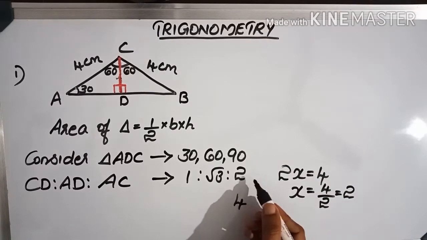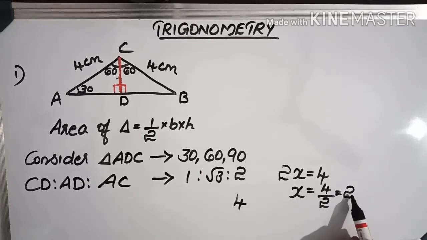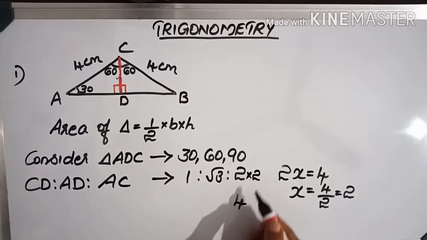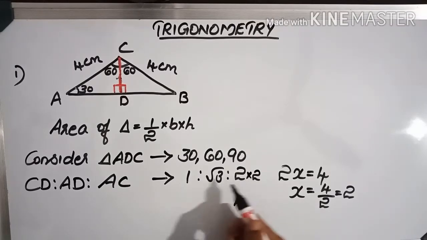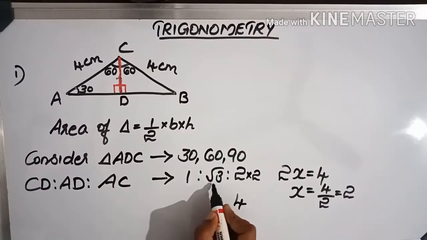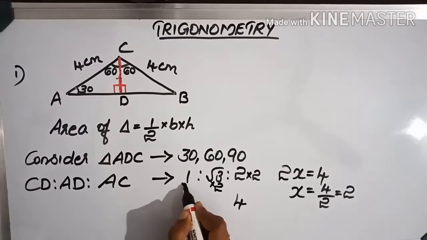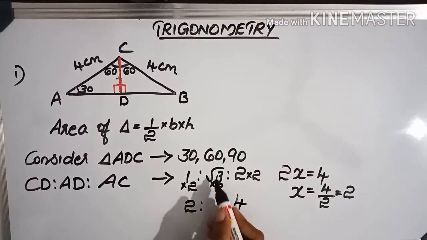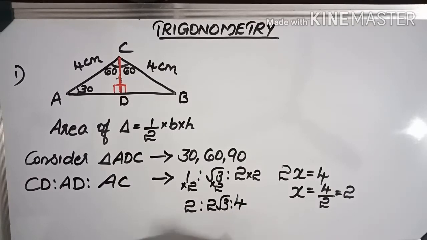Okay, that means here we are multiplying with 2. X equal to 2, so 2 into 2 is 4. That same into 2 we have to multiply here and here. So the answer becomes 1 into 2, 2, and root 3 into 2, 2 root 3. Here no need to multiply because it is already in the form of the answer, that is 2 into 2, 4. So 2 : 2 root 3 : 4.